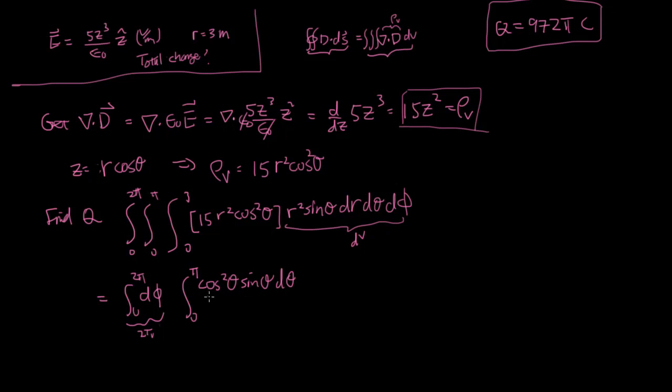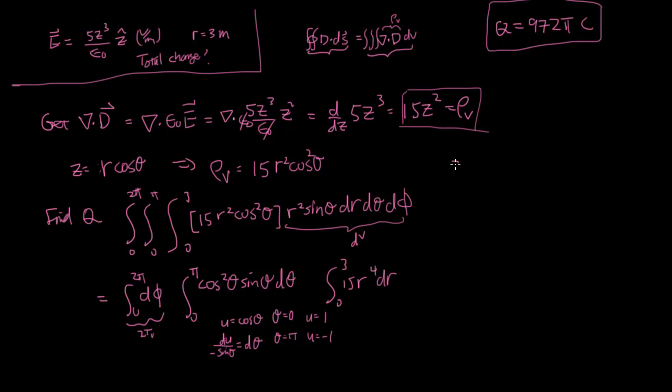Now this is the same trick that we had before, right? So we're going to say u is equal to cosine theta, du over minus sine theta is going to be equal to d theta. So we're going to substitute that in, and then when theta is equal to 0, u is going to be equal to 1. When theta is equal to pi, u is going to be equal to minus 1. Same drill, right? And then over here, in terms of r, we're going to have the integral from 0 to 3 of 15 r to the 4th dr.